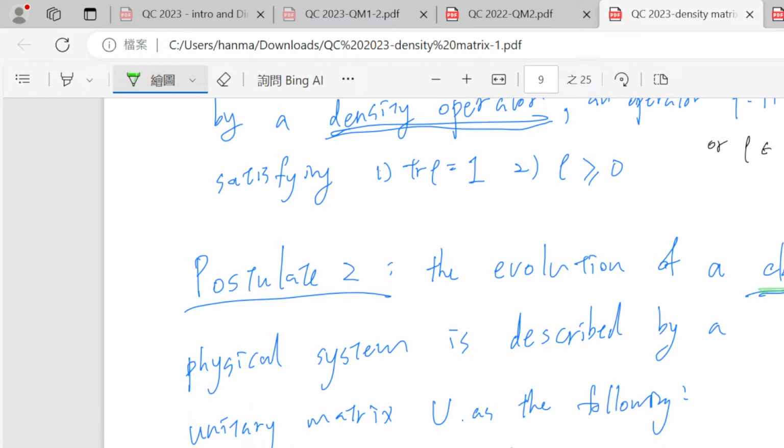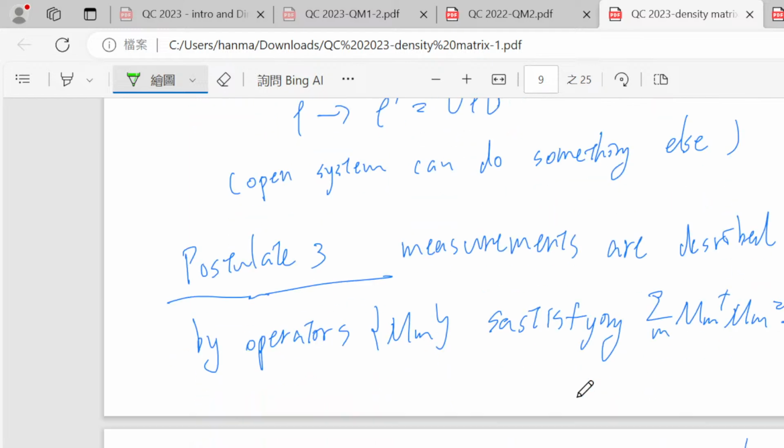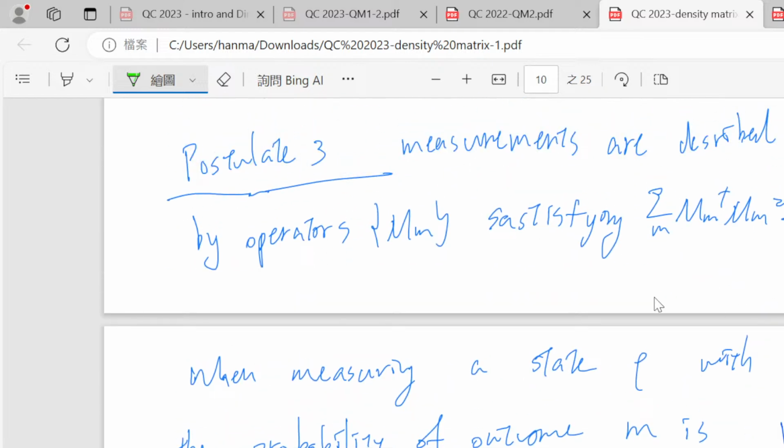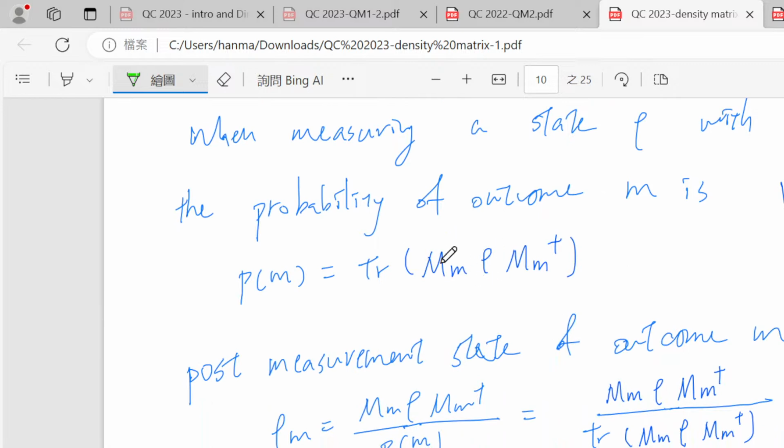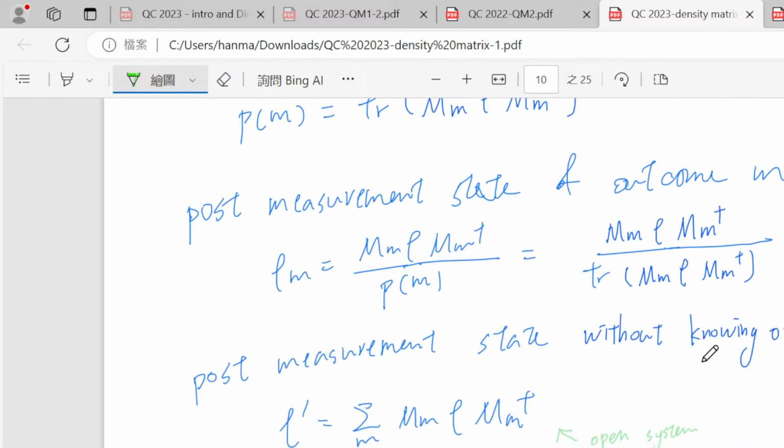When we evolve a closed system, it evolves according to some unitary, and you get another density matrix, U rho U dagger. And when you do measurement, you get M rho M dagger when you get outcome m, a random outcome, where the probability is a trace, and you normalize by dividing by the probability.